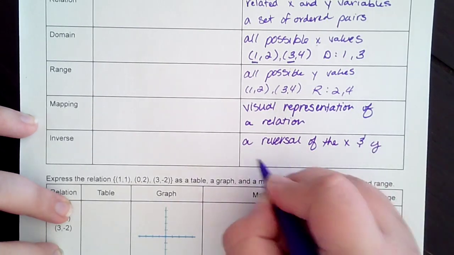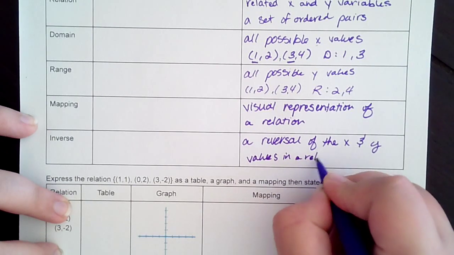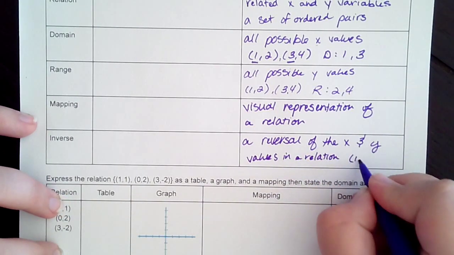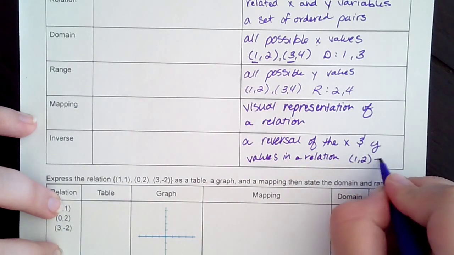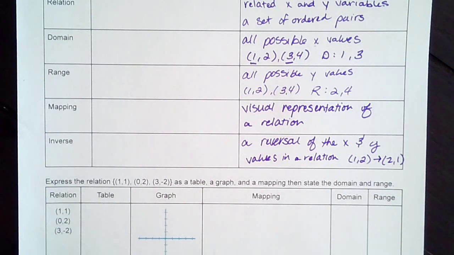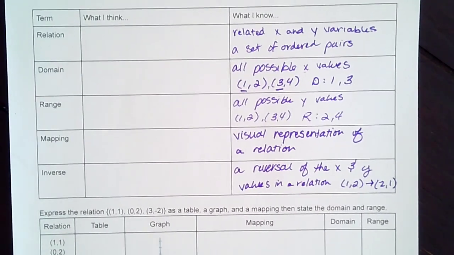X and y values in a relation. And an example of this would be taking 1, 2 and changing it to be 2, 1. All we have done is take the x and put it where the y was, take the y and put it where the x was. So there are your definitions.